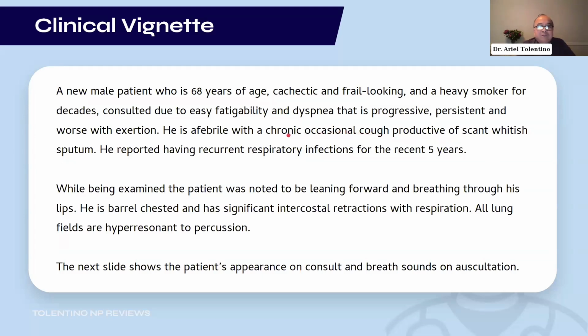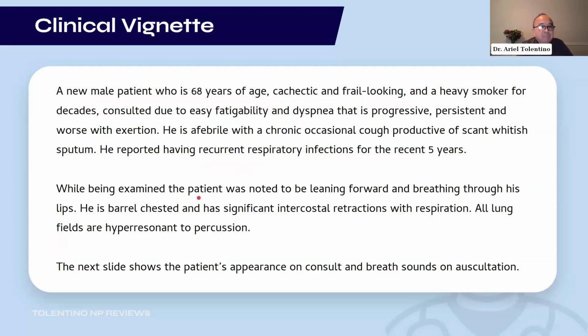We have a new male patient who is 68 years of age, cachectic, very frail looking with ectomorphic features, and a heavy smoker for decades. This patient consulted due to easy fatigability and dyspnea that is progressive. There's persistent and worsening of these manifestations on exertion. He is afebrile, no fever, with a chronic occasional cough productive of scant white sputum. He reported having recurrent respiratory infections in the past 5 years.